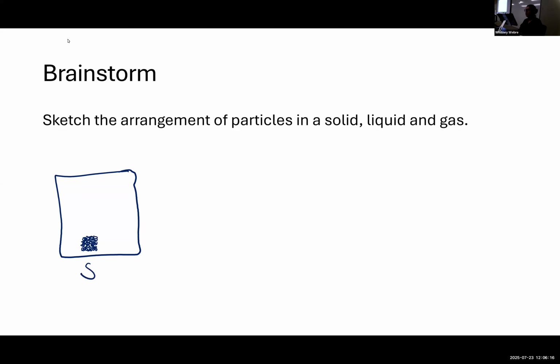So I'll do S for solid. If I did a box for liquids, what does a liquid look like, particle-wise?